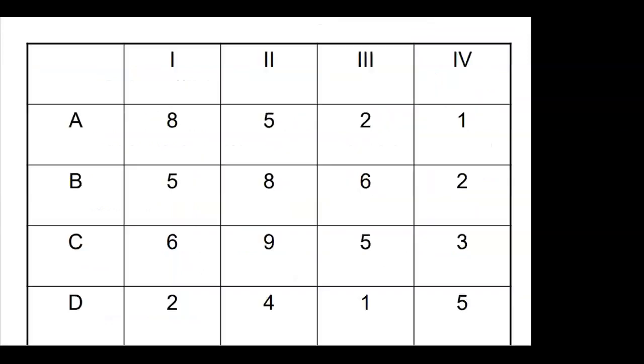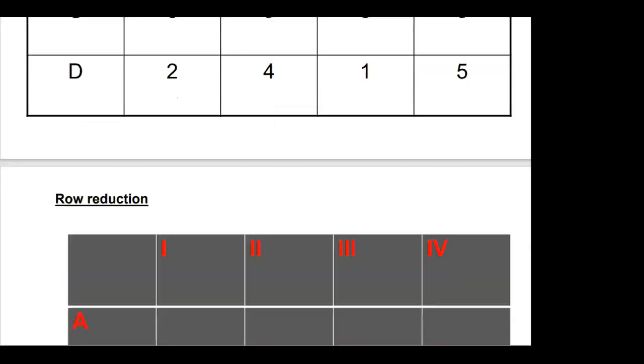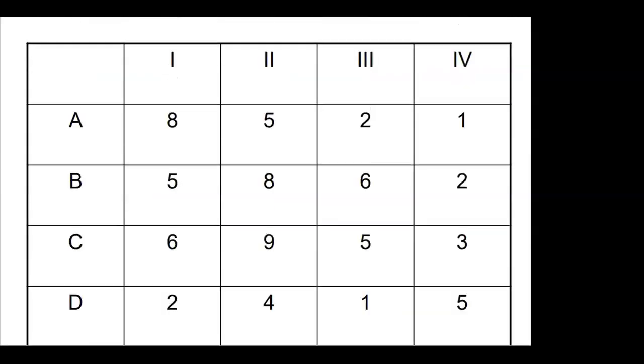Now look at it. What is the question? Now let's look at it. What is the first thing we are going to do from this table? Row reduction. From the smallest number, row reduction. All right. Step number one is row reduction.